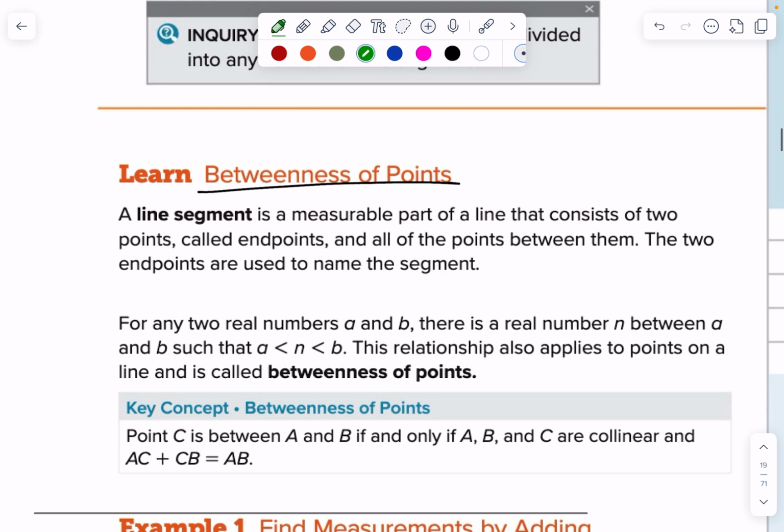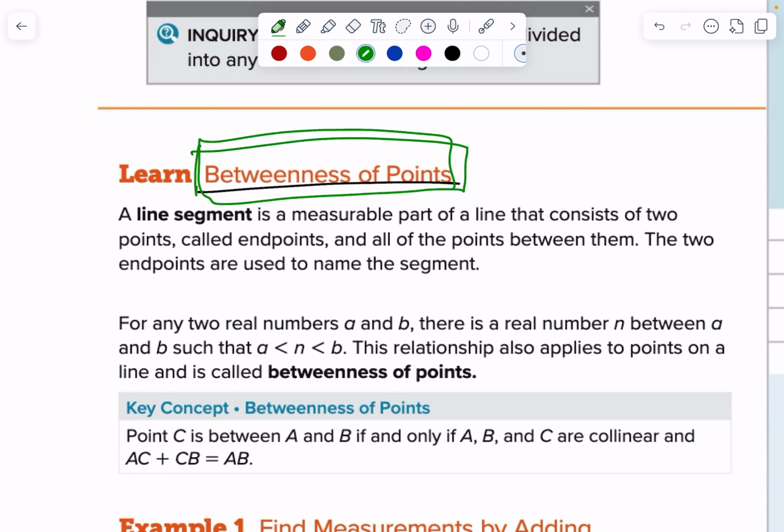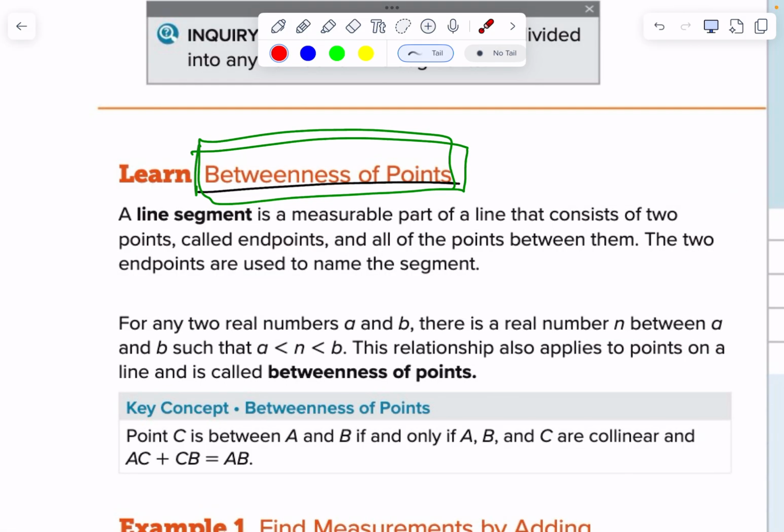And I said betweenness of points is a concept that sounds really sophisticated, but it's actually kind of stupid. Oh, you can't see. You think you should be able to see? I'm still on my other computer. There we go. Betweenness of points.